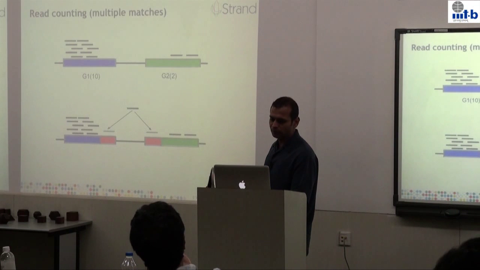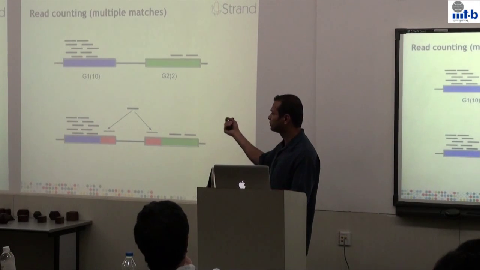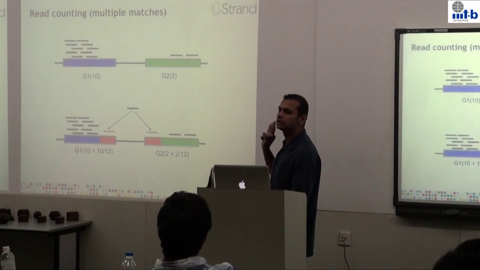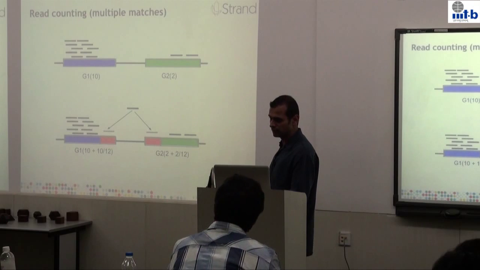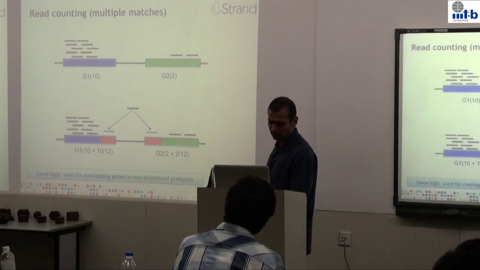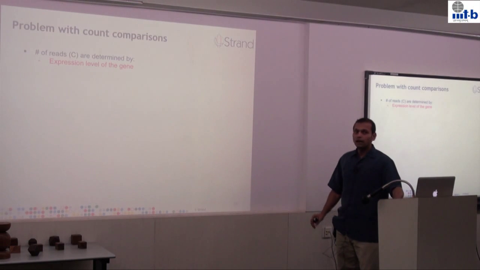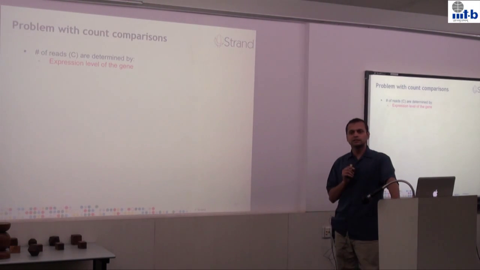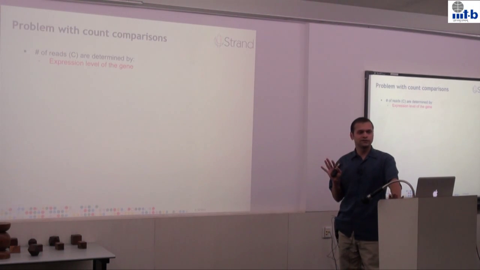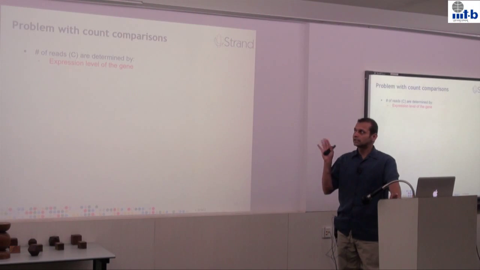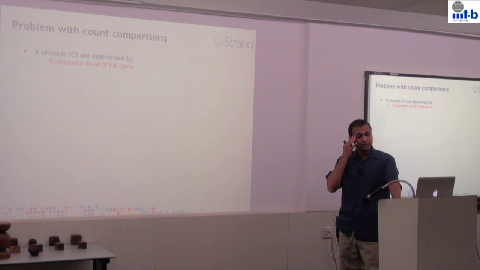For multiple mapping reads, right now what people do is they look at the expression of the gene based on uniquely mapping reads, and then divide the overlapping reads in the same proportion, and that has been a standard in this area. The problem is this: ideally, the number of reads that are mapping to the gene should be a proxy for the expression level of the gene, because this is the variable of interest to me. If that is the case, I'm all set. But in reality, it's not the case.